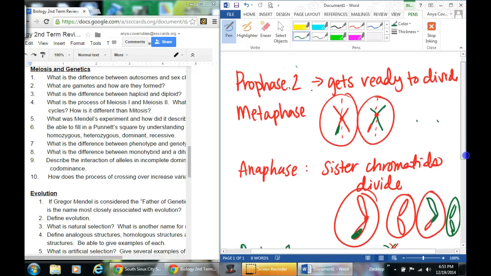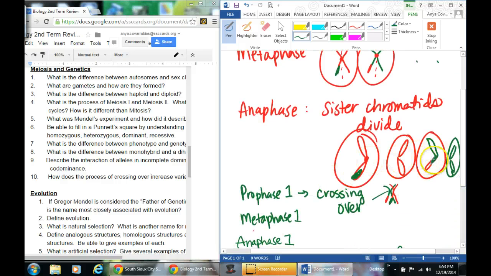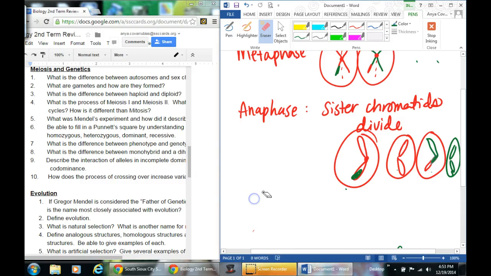Okay? And then in telophase, we get four haploid cells. Each of them has 46 half chromatids, or you could say each of them has 23 sister chromatids. Either way that makes sense to you. And now these are going to turn into our sperm and egg. So if it is a sperm, each of these is going to, in the lining of the testicles, turn into a sperm.